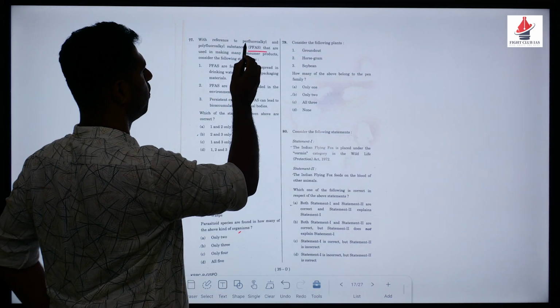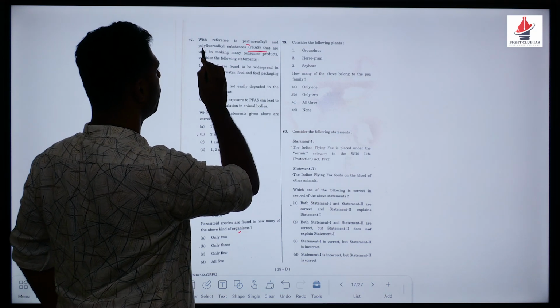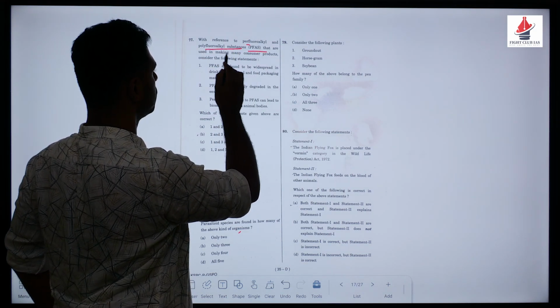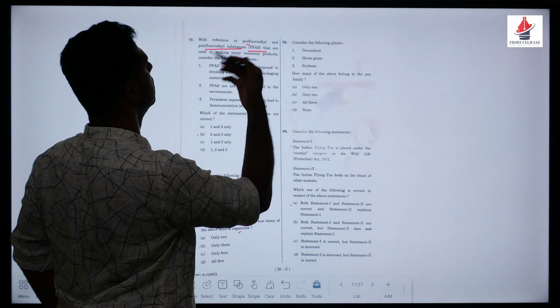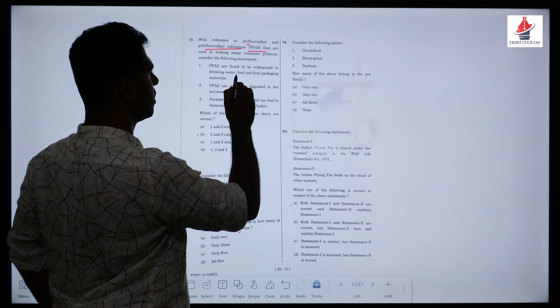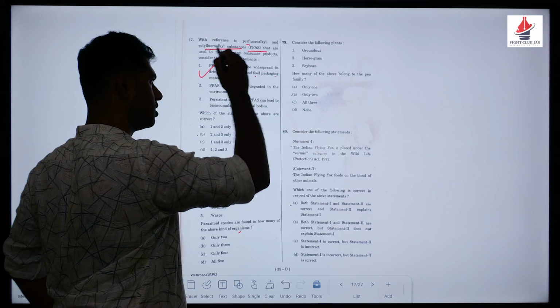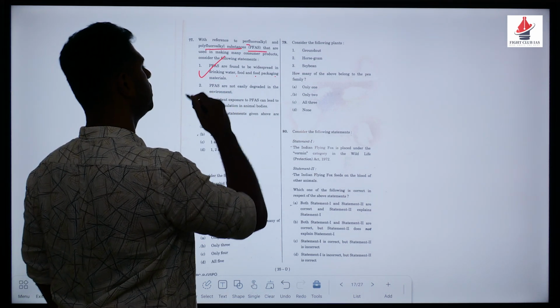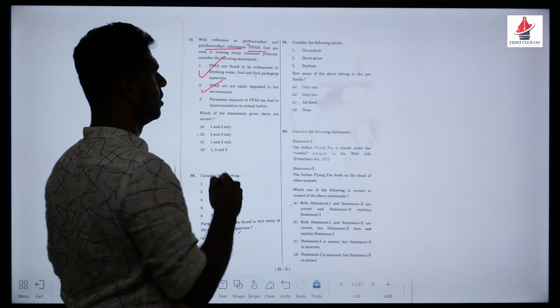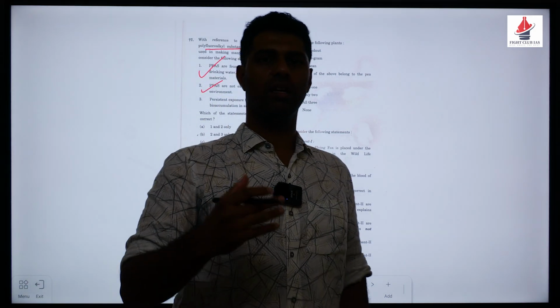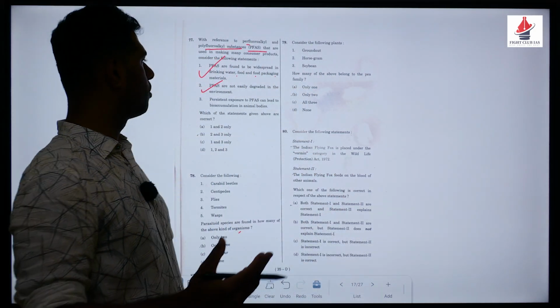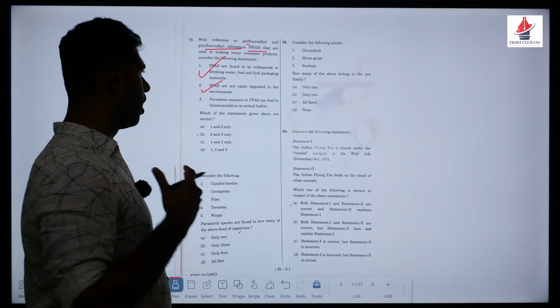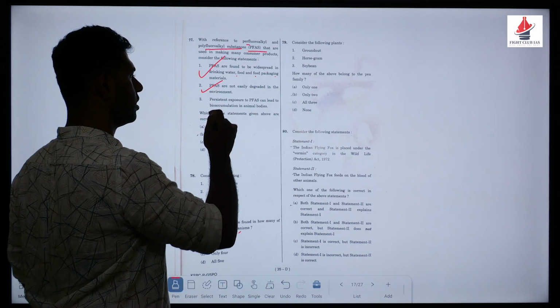PFAS, that is perfluoroalkyl and polyfluoroalkyl substances, are used in making many consumer products. They are found to be widespread in drinking water, food and food packaging materials. This is correct. True. PFAS are not easily degraded in the environment. Yes, they are not easily getting degraded. They are taking a long time. They are literally non-biodegradable. It takes a large amount of time to get degraded.